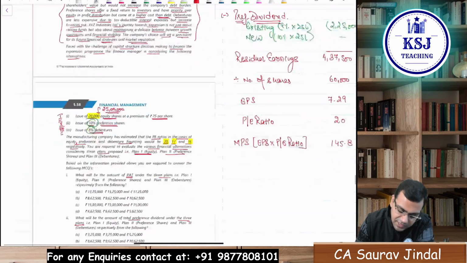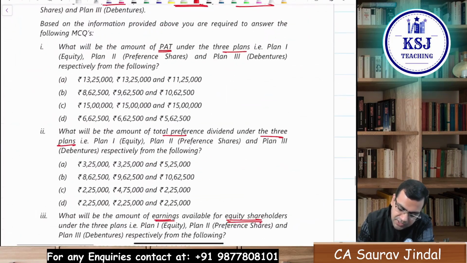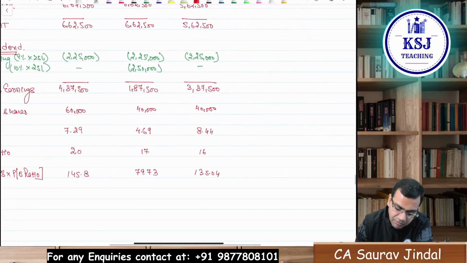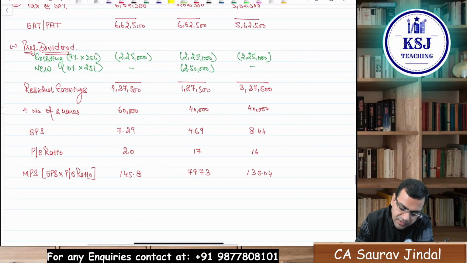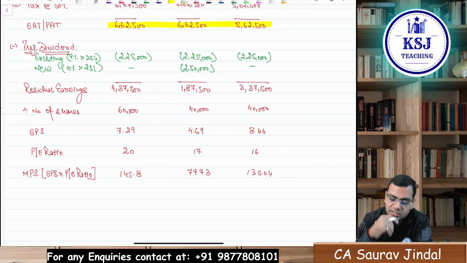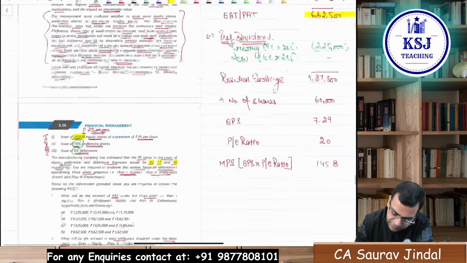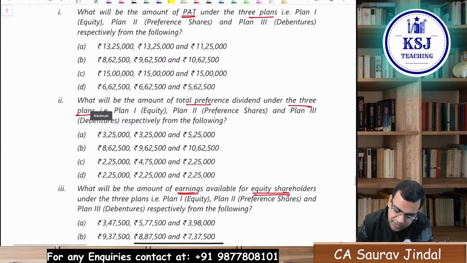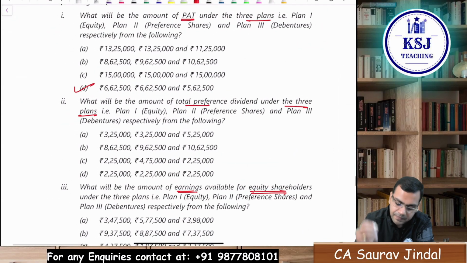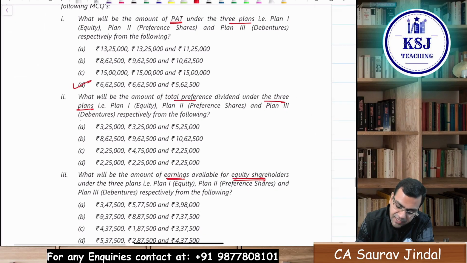Right, so this is the complete income statement that we have prepared right from EBIT till the calculation of MPS. Now we'll see what are the MCQs they are asking. They say calculate the profit after tax under the 3 plans. What will be the profit after tax? This is your profit after tax: 6,62,500, 6,62,500 and 5,62,500. So let's see which option is this. Option D. Clear?